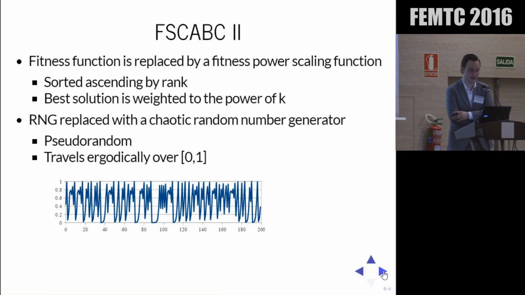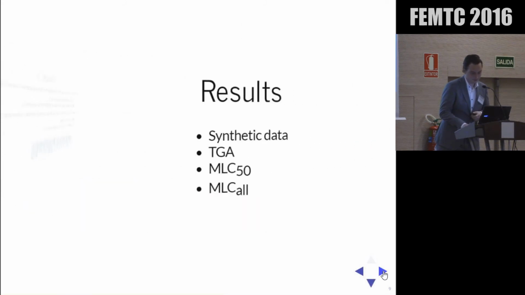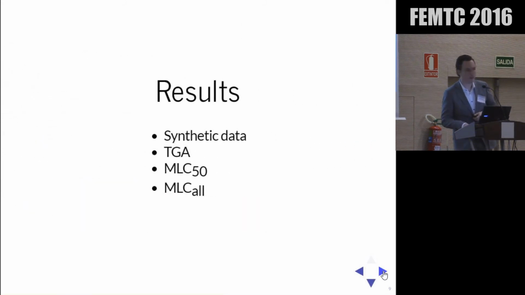The fitness function is only used by ranking all my solutions and weighting them by the power of a variable named k that has to be determined. And the random number generator is replaced with a chaotic random number generator, which is pseudo-random and travels ergodically over 0 to 1. So every number in that area is somewhere used. So these are the algorithms.